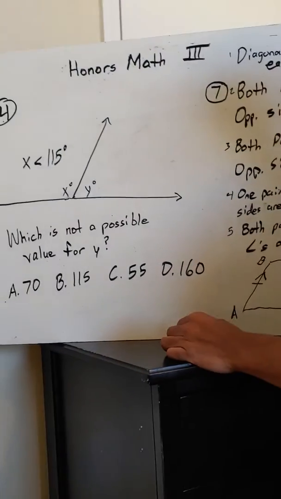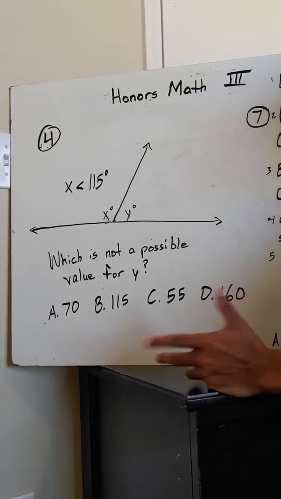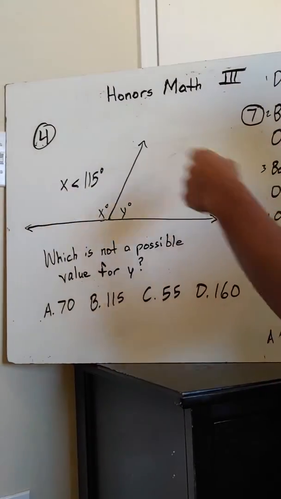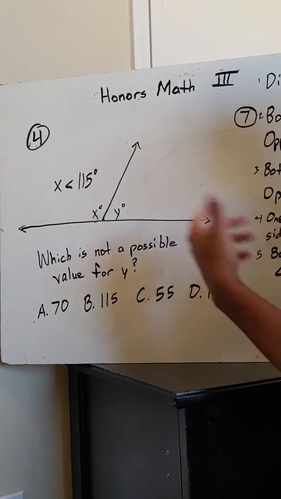So here are your two requested problems for Honors Math 3 on the review. This is from the geometry module, which is your first module, right? And number 4 was the first request. So we got X and Y's angles in a linear pair.